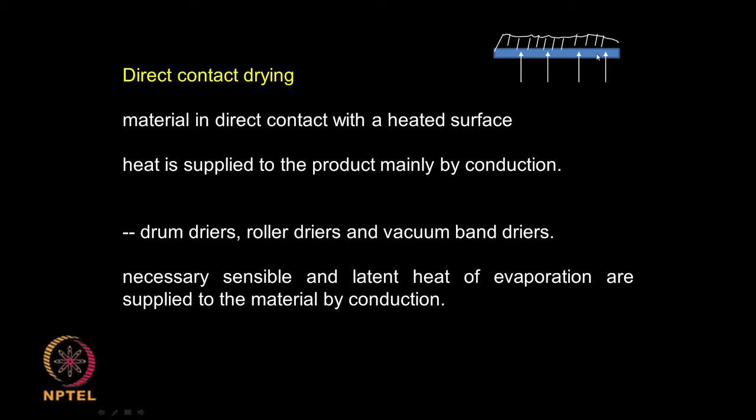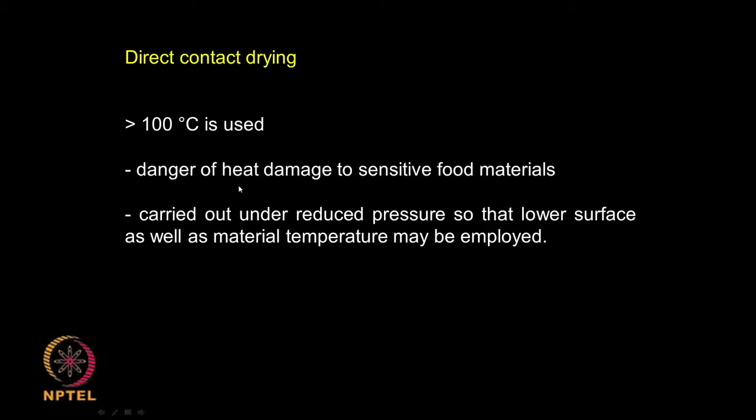Now, direct contact drying. You may have the material which is hot, and your solid which needs to be dried is dumped on this. It is more of a conduction based heating, so it gets dried because of this conduction. Examples are drum dryers, roller dryers, vacuum band dryers, and you may even have belt dryers. The belt itself or the drum itself may be very hot, and when the wet solids come in contact, the moisture is removed. So, that is based on the conduction approach. About 100 degrees is used.